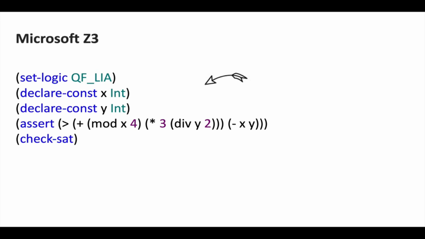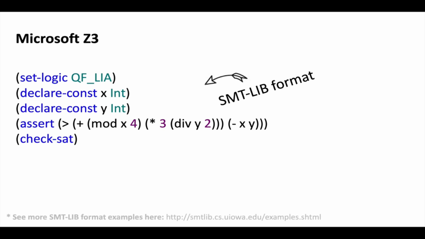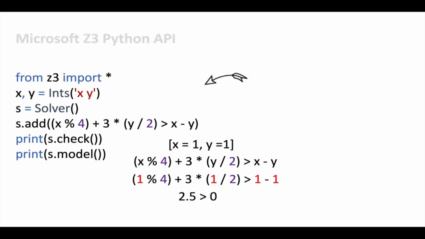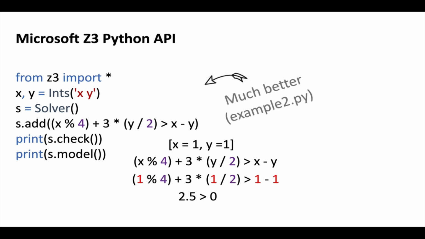So Microsoft Z3 takes its input in something called SMT-LIB format. This is sort of Lisp-like, and you can read more about it at the University of Iowa's website here. The problem is this isn't very intuitive. Although you can learn it, it's probably better to use Microsoft Z3's Python API. In this particular case, we can use the Python expressions and syntax that we know and love to solve specific problems much easier.